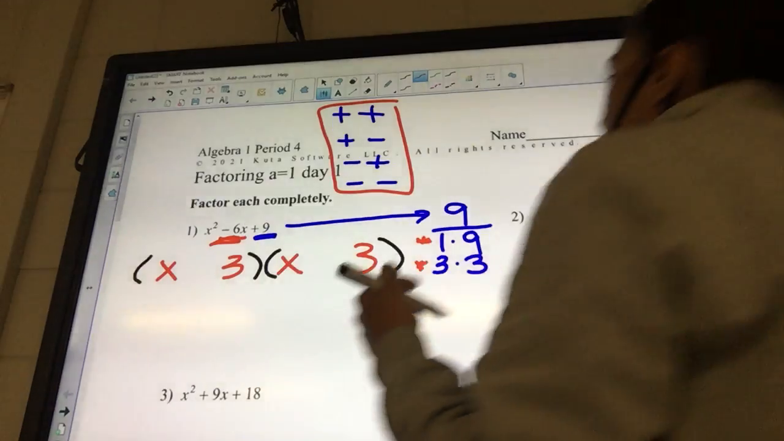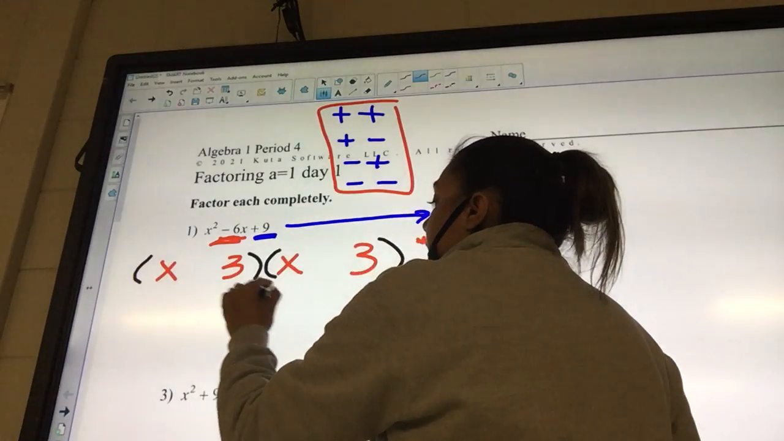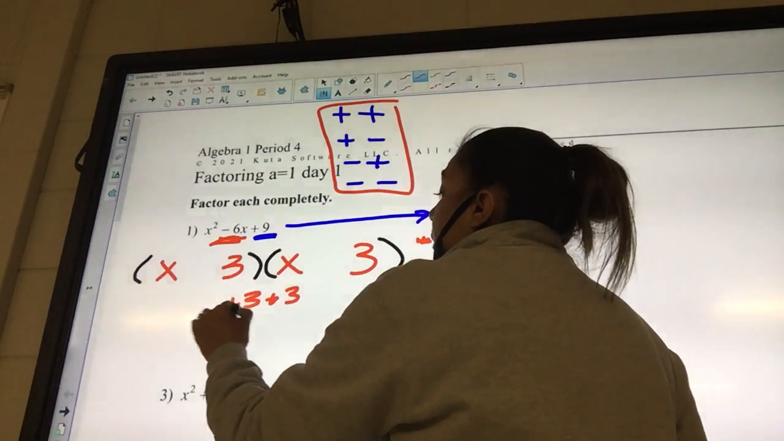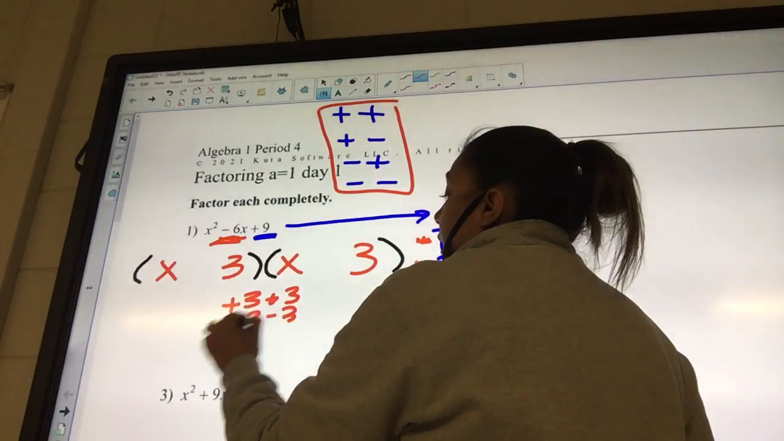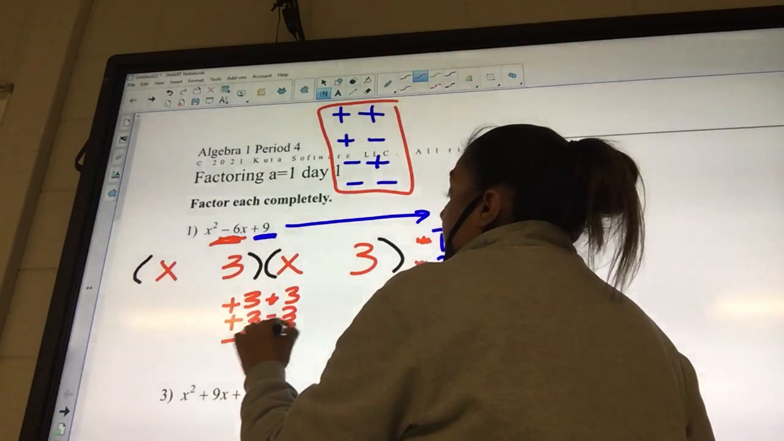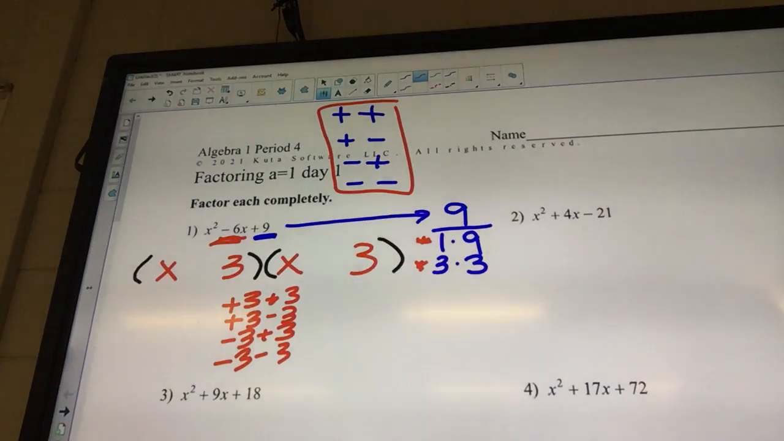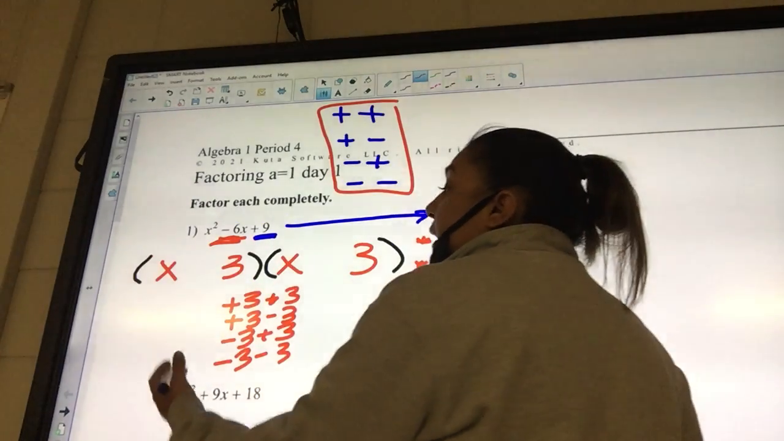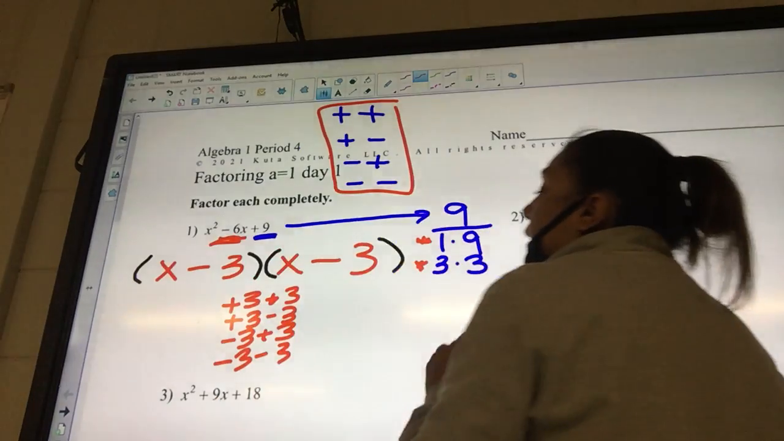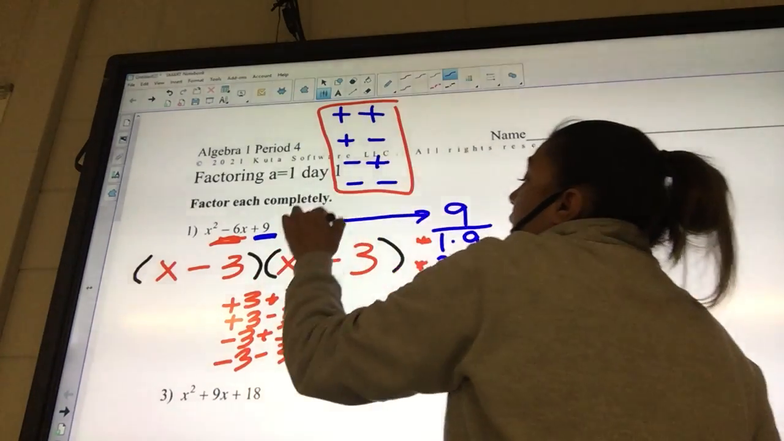I don't see anybody typing. Okay, type these in. Plus 3 plus 3. Plus 3 minus 3. Minus 3 plus 3. Minus 3 minus 3. And you check all of those until you get a -6. Minus 3 minus 3. You think so? Yeah. Okay, minus 3 minus 3. Then that means that this should be a minus and this should be a minus. Okay, and this is your answer.